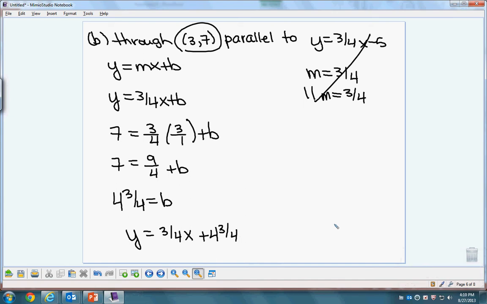This one did not ask you to graph it. If it had, you might want to go ahead and say that that's 4.75. And so you would start there as best you can, and you would go up 3 and right 4. But we didn't have to graph it, so this is fine. This is our final answer.